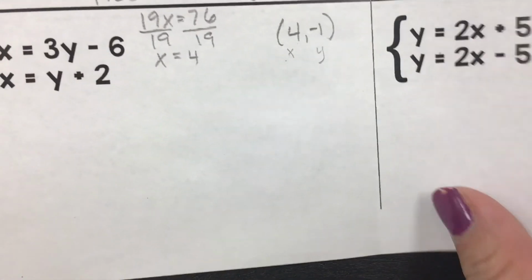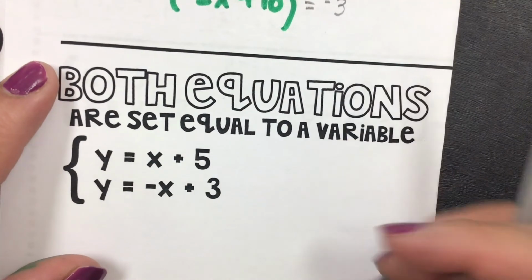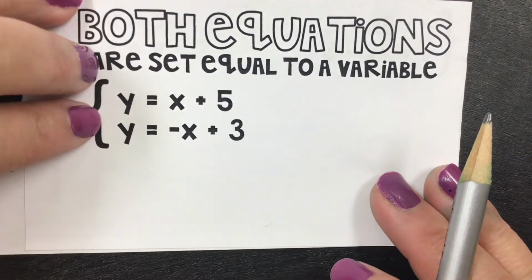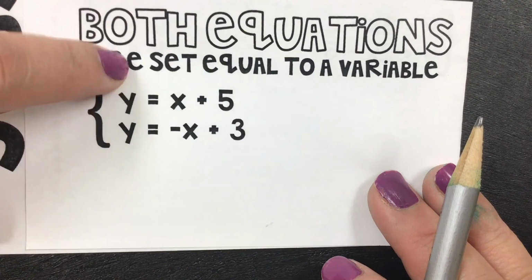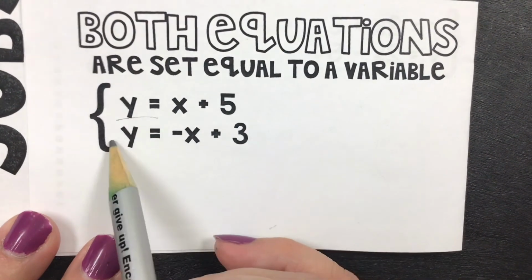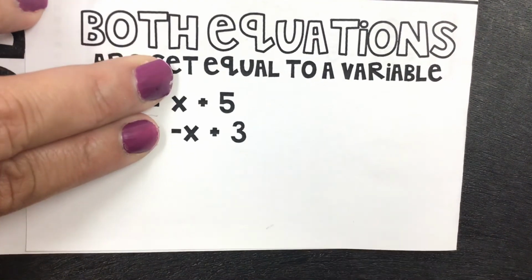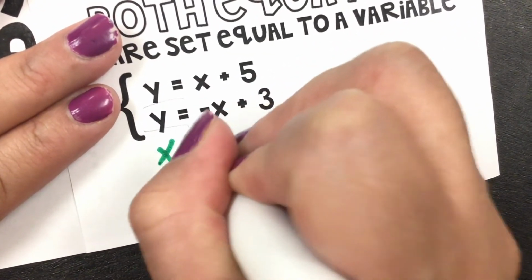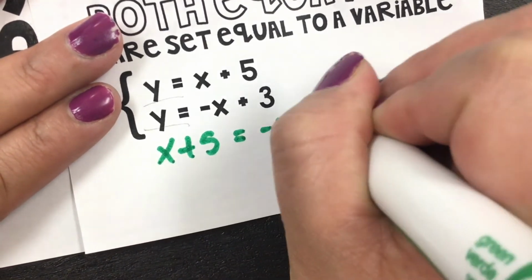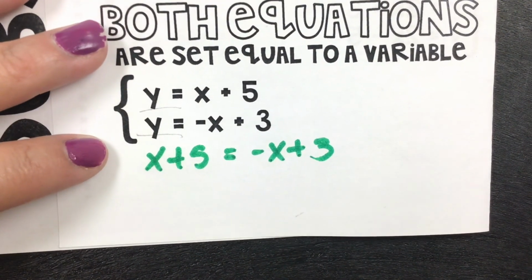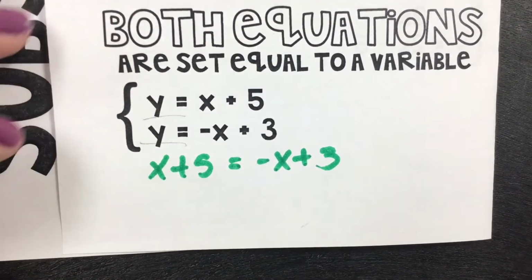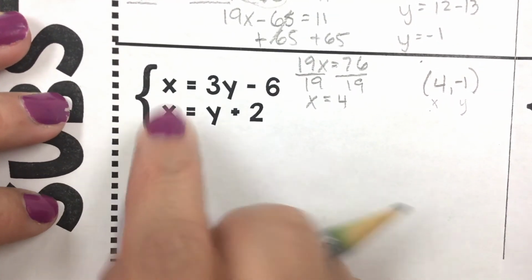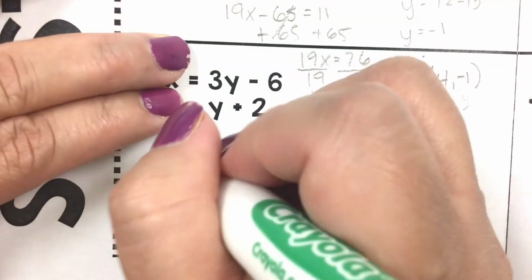And then the last scenario that we have over here is when both equations are set equal to each other. When they're set equal to each other, you just set them equal to the same variable. So as you can tell, it says y equals, y equals. You set them equal to each other. What does that mean? That means that x plus 5 is equal to -x plus 3. They're both equal to y. And then you go through the steps to solve for the variable. Okay, this one says x equals, and that's how we can set it equal to each other.